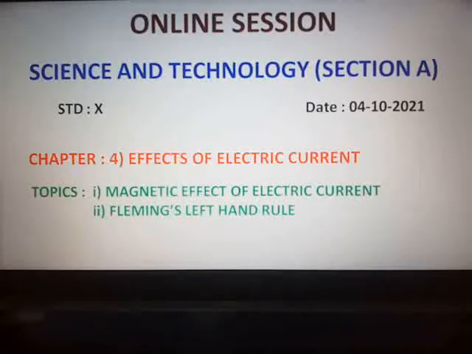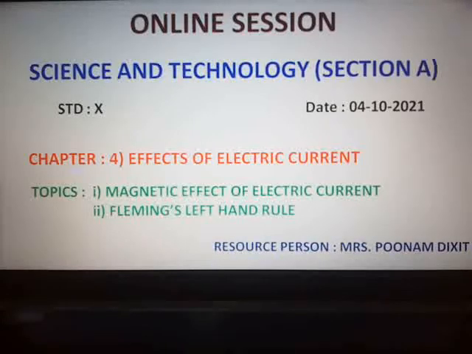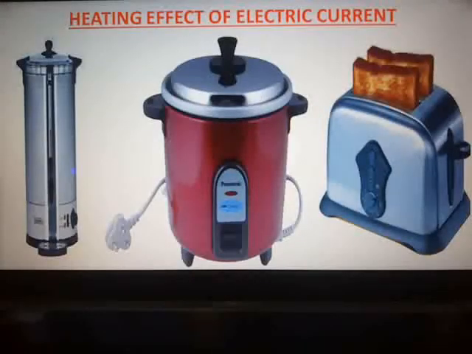Before we move to today's topics, as usual, in the beginning, for the first 5 minutes, we are going to revise what we studied in our previous session, and then we will proceed to today's part. So let us see what the different applications of the heating effect of electric current are and what it actually means.